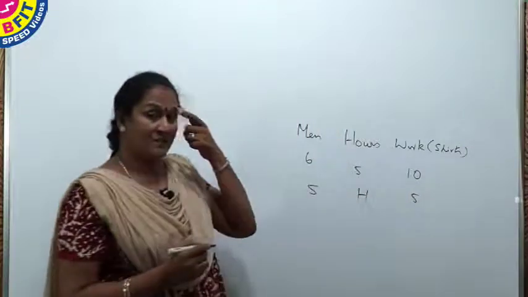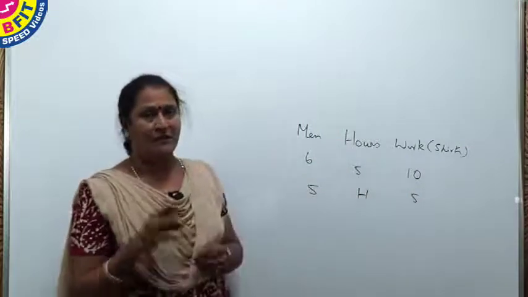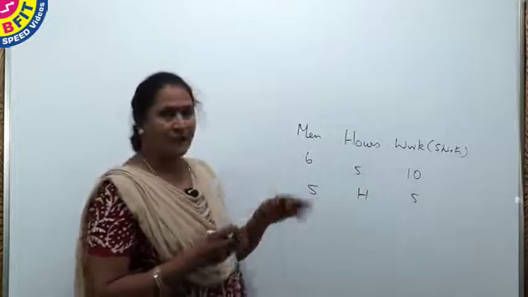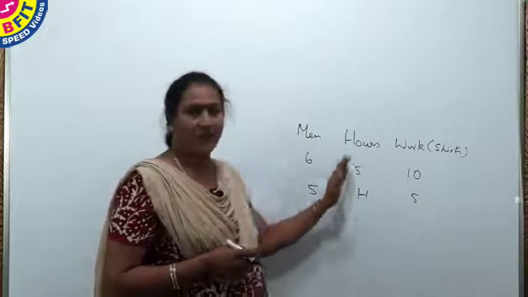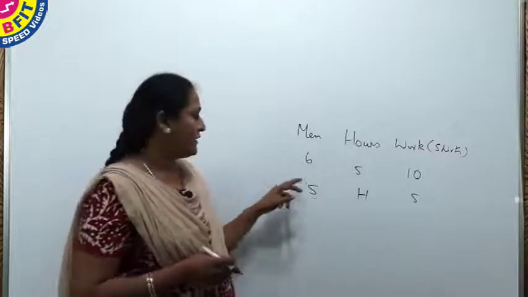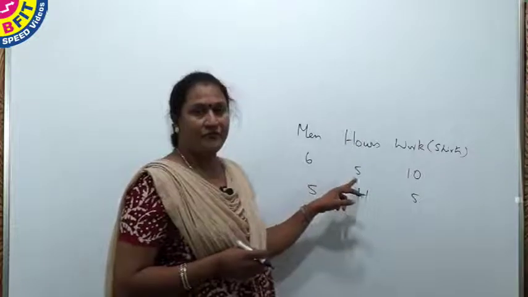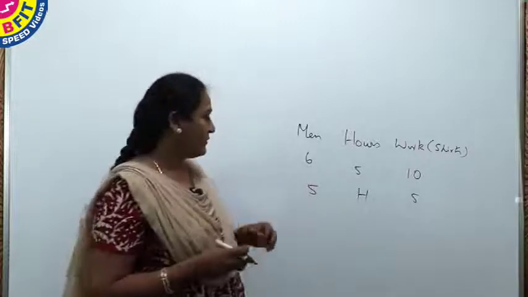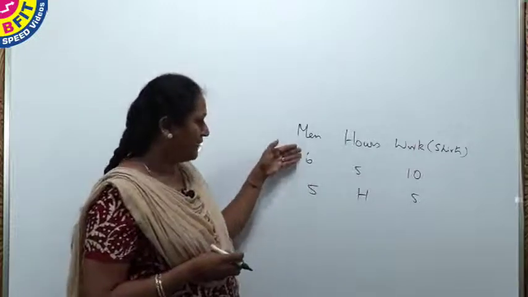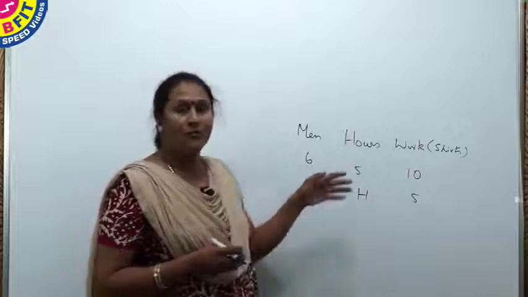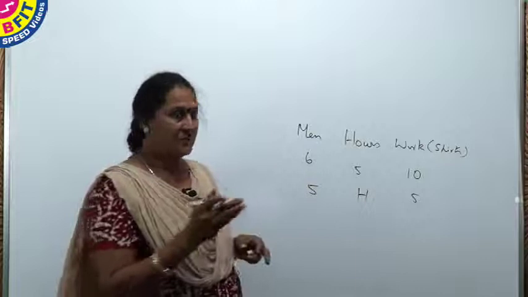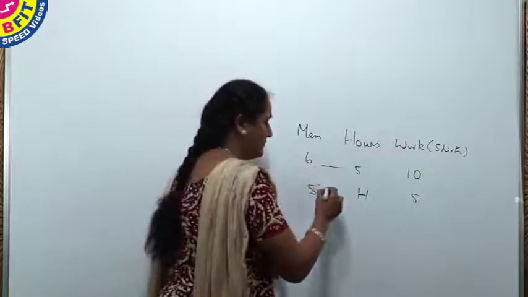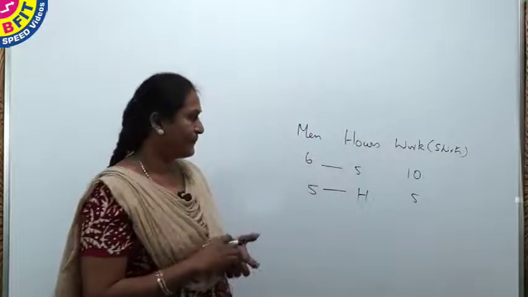In this question, you have both direct and inverse variation. So we'll check one by one. When you take men and hours, as hours are needed, we have written this in the middle. If there are 6 men, they need 5 hours to do a work. To do the same work, if the number of men is less, they need more hours to do the work. So men and hours vary inversely. So parallel products will be the same.